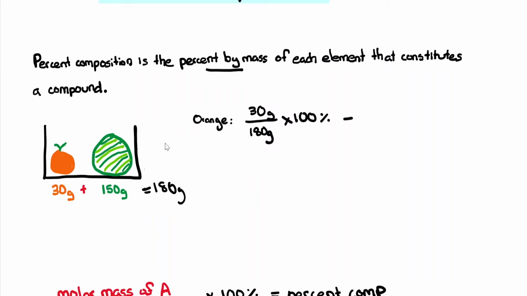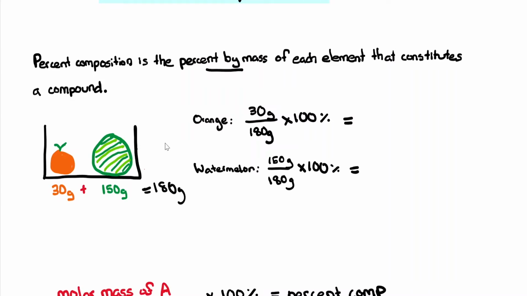All right, and we can set up the same thing at the bottom over here for the watermelon. We have 150 grams up here because that's the weight of the watermelon itself, and as we determined earlier, the overall weight of the bag is 180 grams. So from this, we can see how much of the overall weight of the bag the watermelon contributes to. And since we're determining a percentage, we need to multiply by 100%.